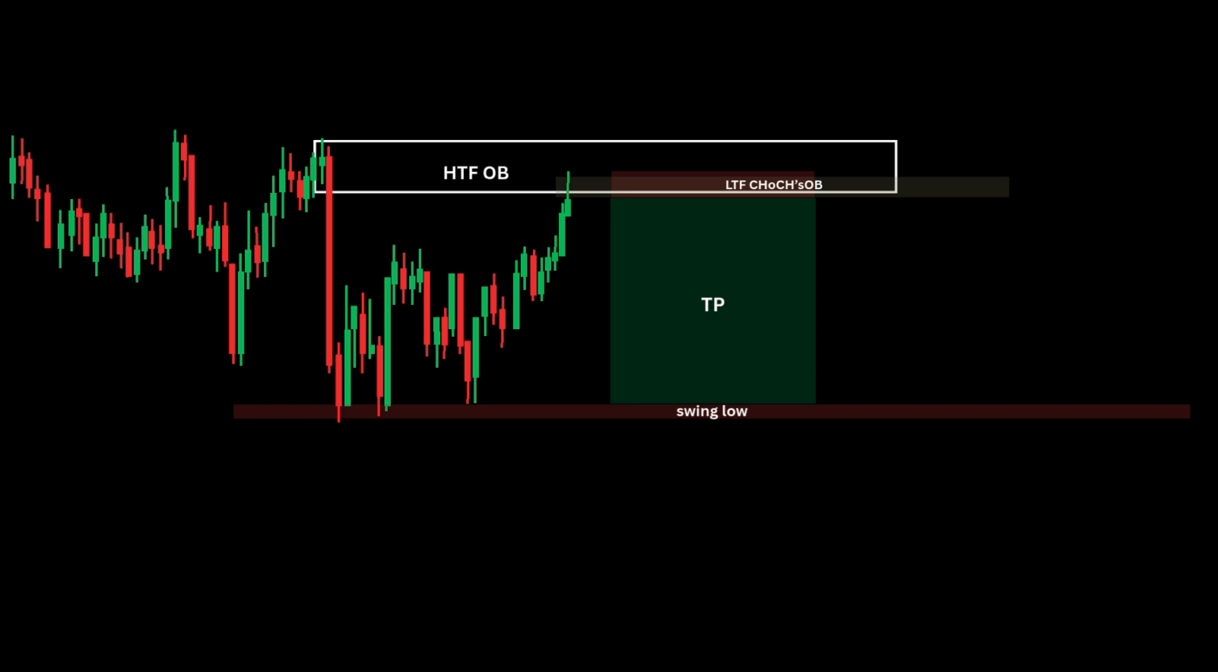4. Trade execution and outcome. Once price taps into our zone, the sell limit order is triggered, and we're officially in the market.